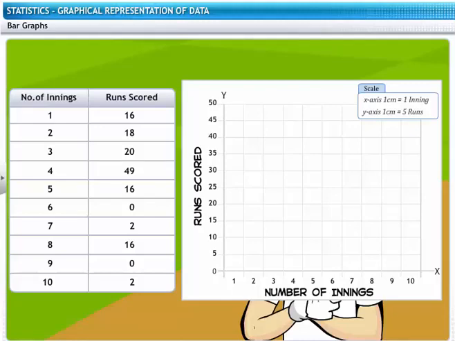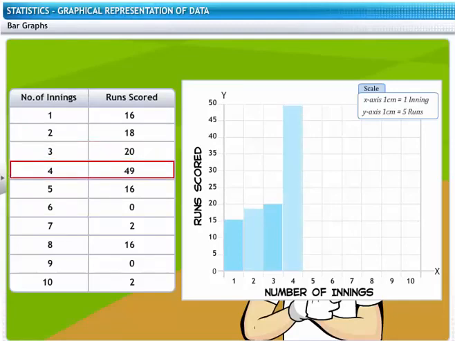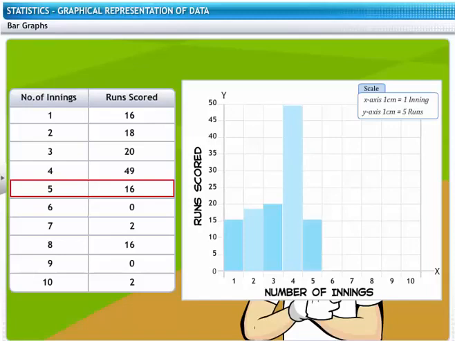Next, we'll draw bars for each innings on the x-axis representing the number of runs scored in it as per the scale chosen on the y-axis. For example, in the first innings, the score was 16. So a bar corresponding to a score of 16 on the y-axis is drawn. For the second innings, a bar corresponding to a score of 18 is drawn on the y-axis. Similarly, we draw the bars for the other innings. But notice that the score is 0 in the 6th and 9th innings, so no bar is drawn.